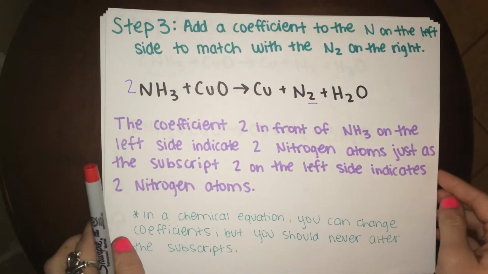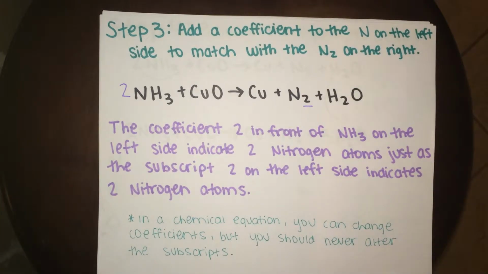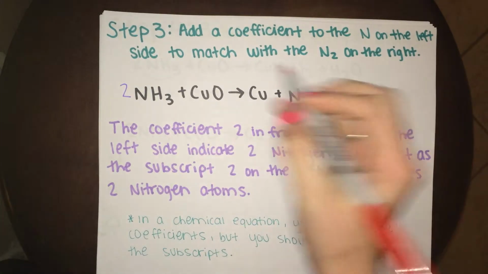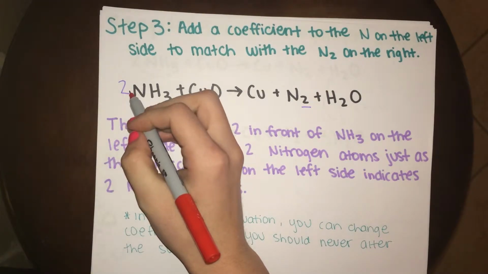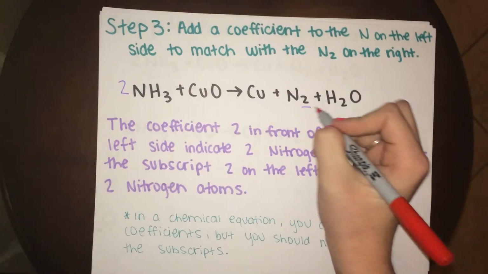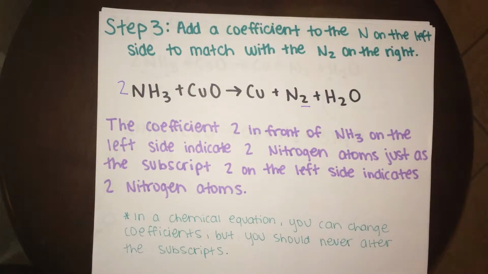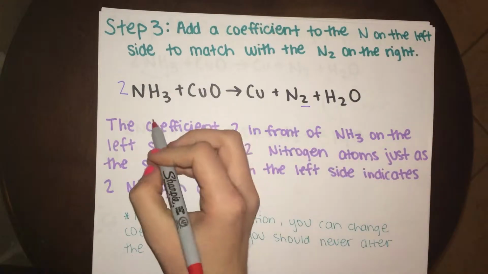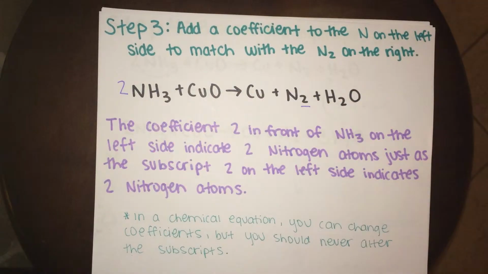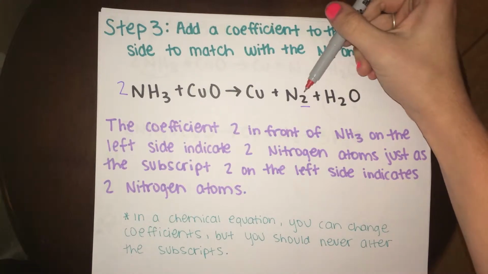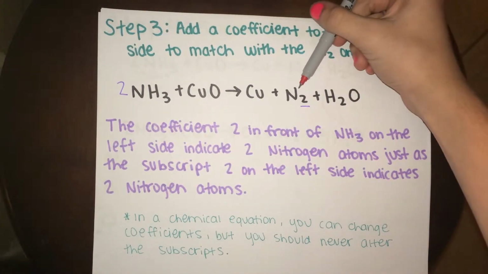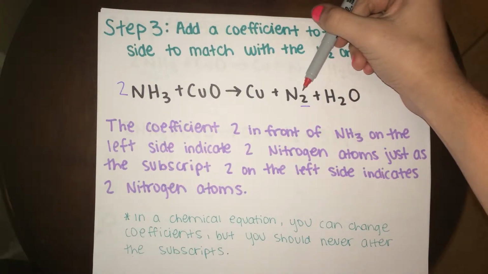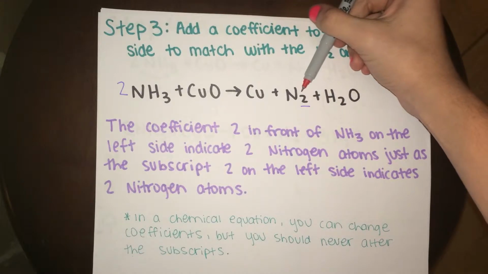Step 3: add a coefficient to the N on the left side to match the N2 on the right side. Because on the left side there was only 1 N and on the right side there were 2 N's, you add the coefficient 2 to match. So the coefficient 2 in front of NH3 on the left side indicates 2 nitrogen atoms, just as the subscript 2 on the right side indicates 2 nitrogen atoms.